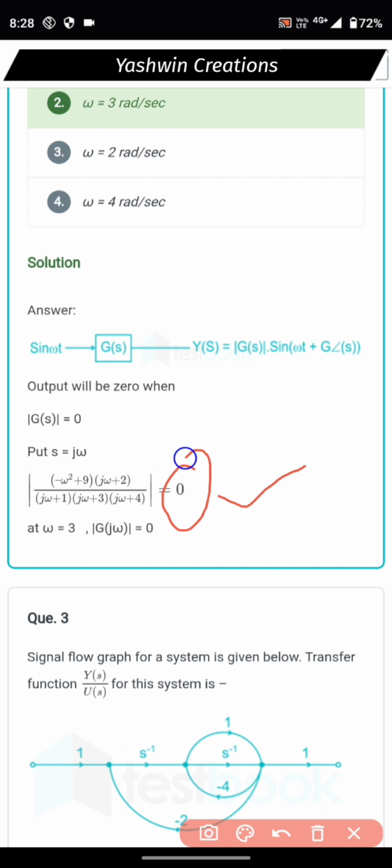So when you substitute omega is equal to 3, minus 9 plus 9 will become 0 here. So when omega is equal to 3, you will get G(j omega) equal to 0. So option 2 is the right answer here.